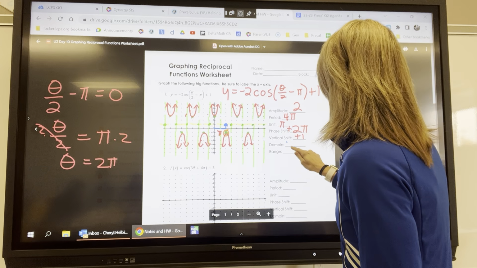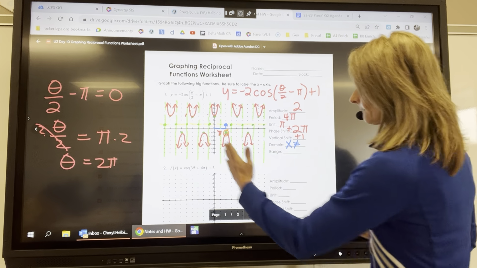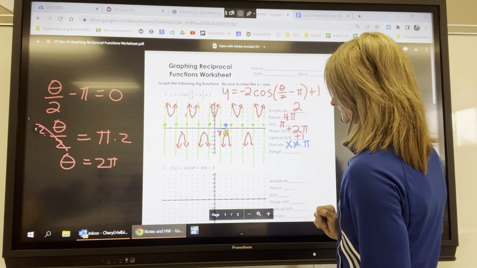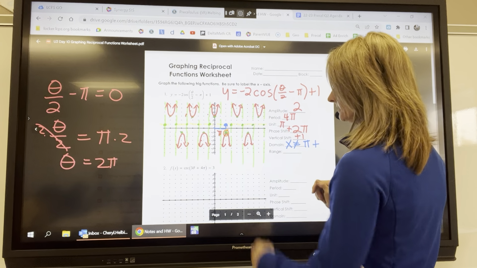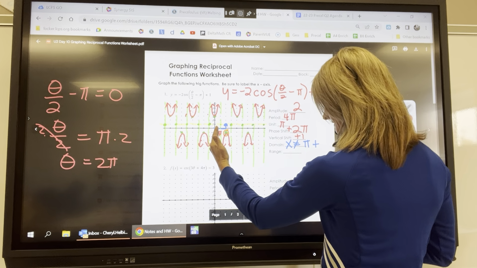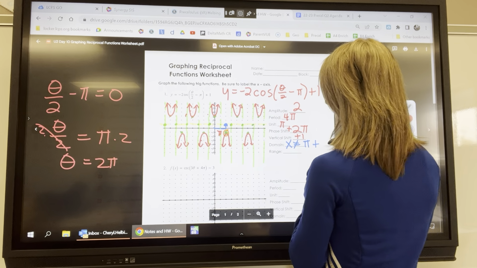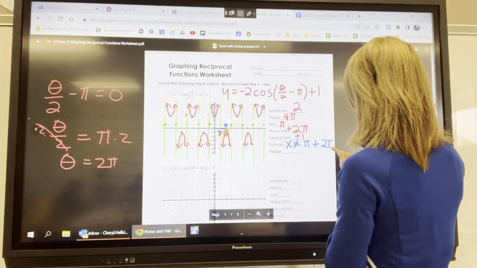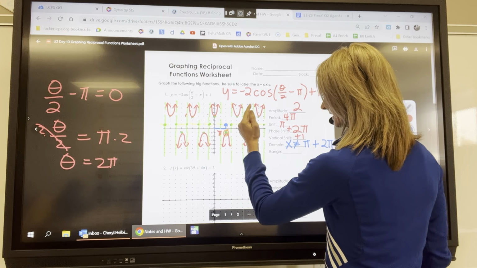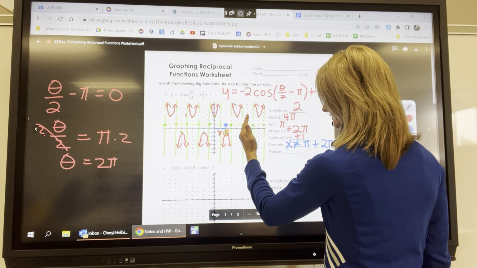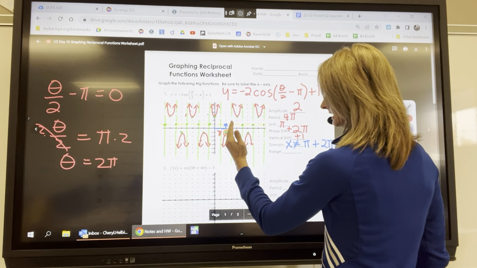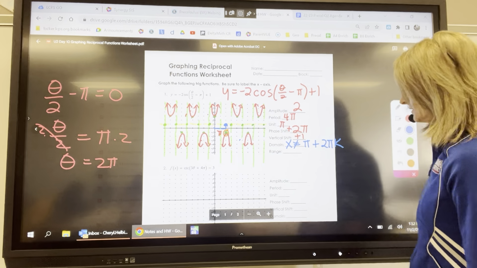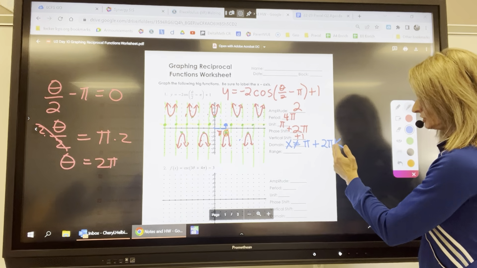Domain. X cannot be, the first asymptote is at pi. So X cannot be pi plus half the period, because the next asymptote is at half of the period. So half the period is 2 pi. So pi plus 2 pi k, because we've got another asymptote. If I add 2 pi and then I add 2 pi again, there's another asymptote. If I subtract 2 pi, I get another asymptote. If I subtract another 2 pi, I get an asymptote, k times. So it can't be pi plus 2 pi k.